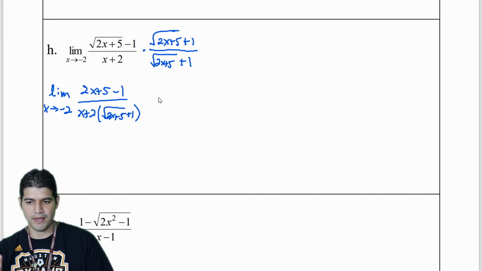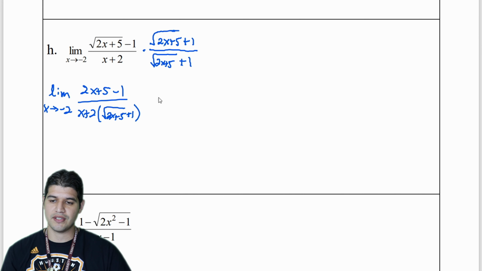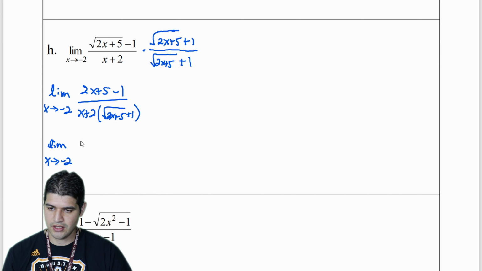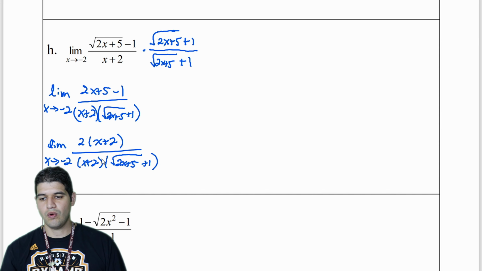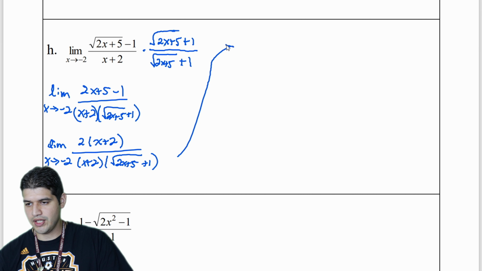All right, so 5 minus 1 in the numerator, that's going to get me 4. And I could factor out a 2 from 2x and 4. So let's write that out. So the limit as x approaches negative 2, 2 times x plus 2 in the numerator. In my denominator, I still have the x plus 2. And I still have the square root of 2x plus 5 plus 1. Well, those x plus 2's divide out. So now let's bring this over here.